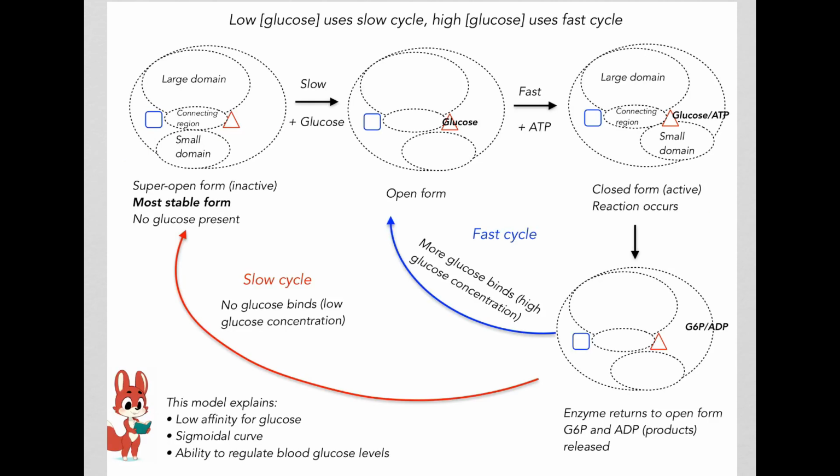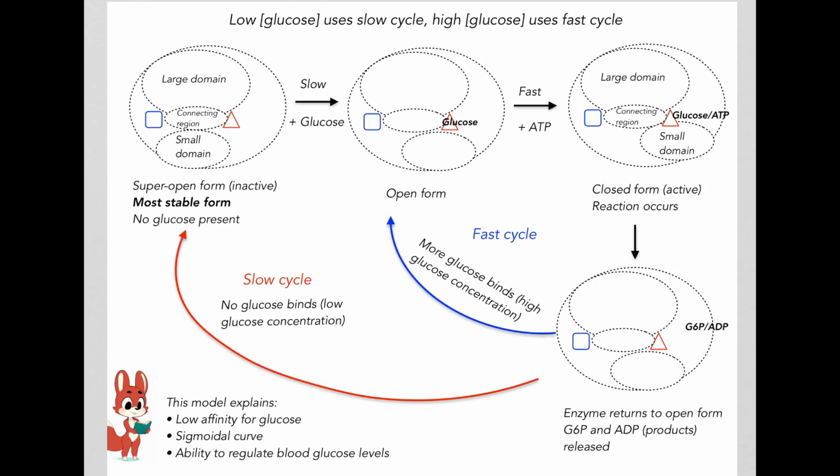So let's see how this enzyme being present in these three possible forms explains the properties of this enzyme, of glucokinase. What are the properties? Glucokinase has a very low affinity for glucose. That means the Km for glucose for this enzyme is very, very high. The other property is that this enzyme shows a sigmoidal curve. And a third very important property of this enzyme that is present in the liver and the pancreas is its ability to regulate our blood glucose levels.